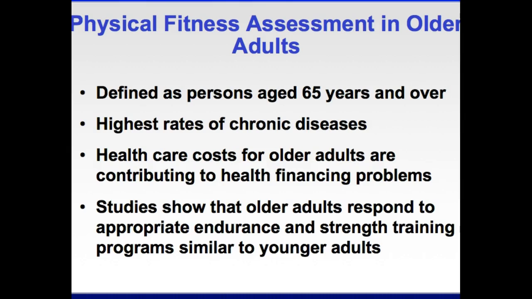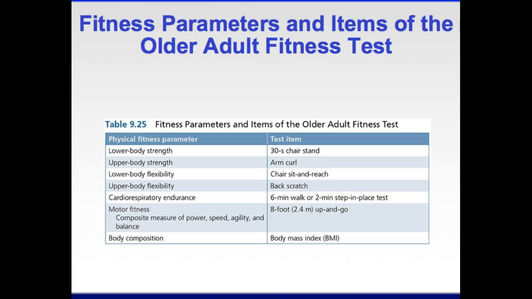Physical fitness assessment in older adults. Older adults are defined as persons age 65 and over. They have the highest rates of chronic diseases, and health care costs for older adults are contributing to financial problems. Studies show that older adults respond to appropriate endurance and strength training programs similar to younger adults. Here are the parameters and items of the older adult fitness test. On the left, you have the physical fitness parameter, and then you have the different test items on the right.